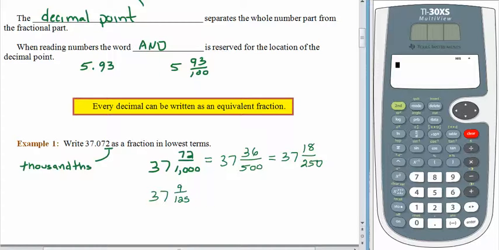Now I know that 9 factors, but it's not worth my time to do it because 9 factors into 3's. In particular, it doesn't factor into anything that's got a 2 or a 5 in it. So this is it. We're done.